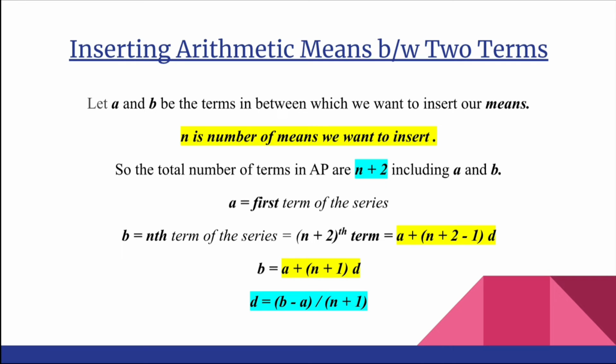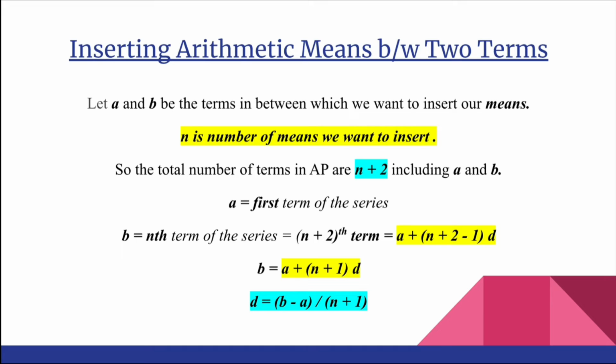So we will have this, but you should understand that d will not be given in any question. There will be two terms. Let us take an example: you have two terms, 2 and 20, and you want to insert 20 arithmetic means in between. So what will be d?